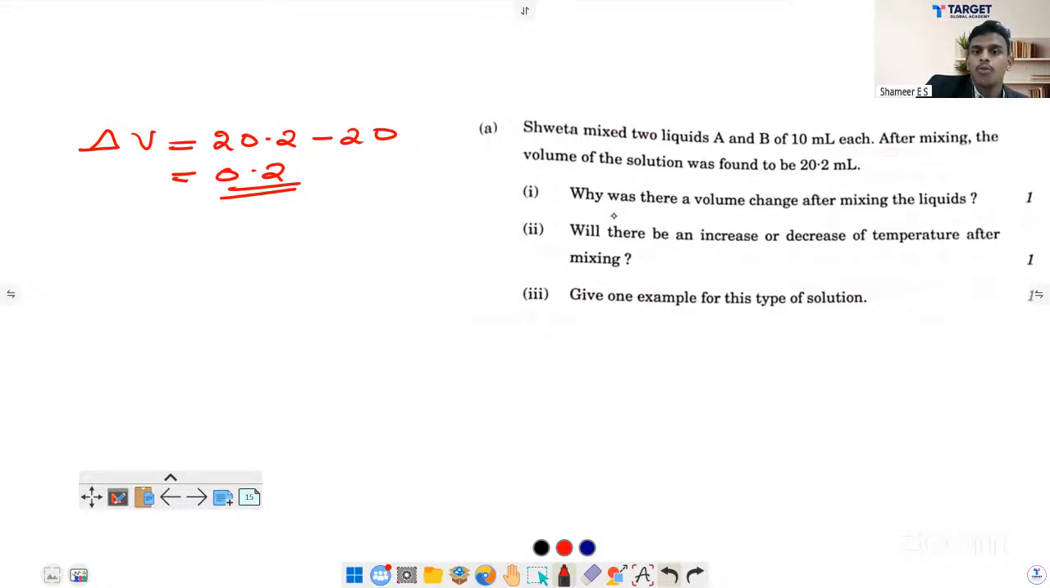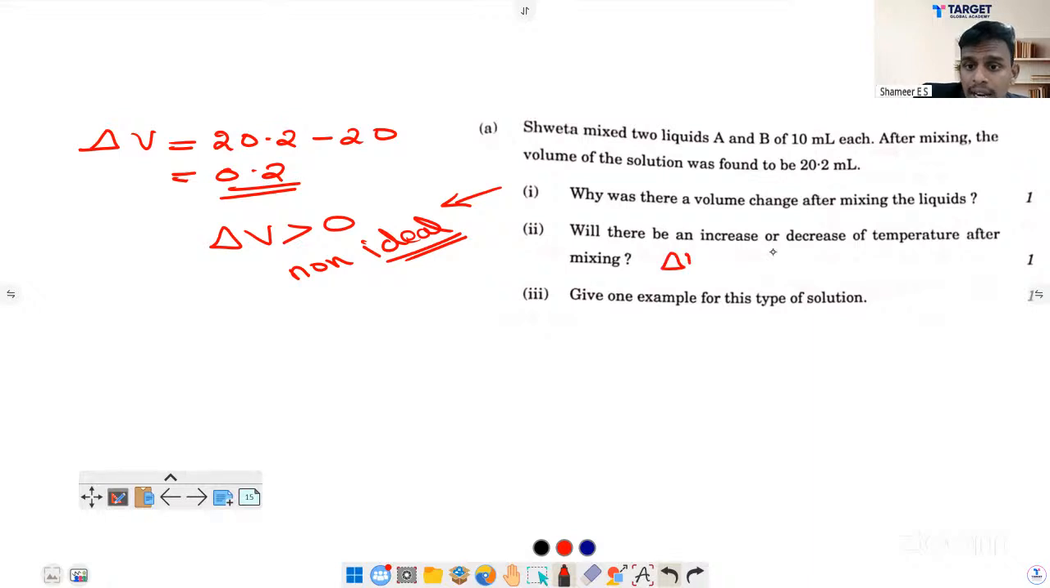Why was there a volume change after mixing the liquids? Because delta V greater than 0 means it is a non-ideal solution. For ideal solution, delta V equal to 0. Non-ideal. Next question. Will there be an increase or decrease of temperature after mixing? Yes. For non-ideal solution, delta H will be greater than 0. Decrease in temperature, like endothermic reaction.